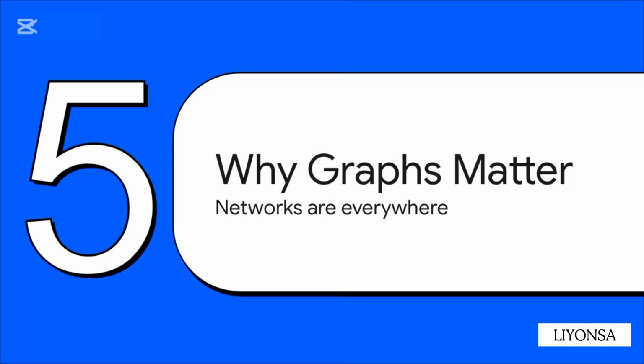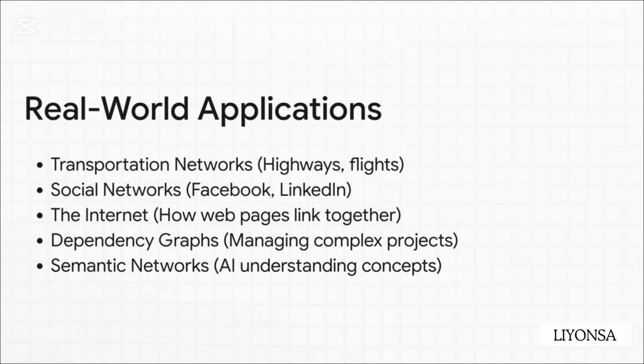So why does any of this matter? Because here's the thing. Once you start thinking in graphs, you start realizing that these networks are absolutely everywhere. This isn't just about maps, not even close. I mean, your social network? That's a graph of people and their connections. The entire internet. It's just a gigantic graph of websites all connected by hyperlinks. If you're managing a big project, a dependency graph shows you which tasks have to get done before others can even start. Even AI uses graphs to figure out how ideas and words relate to each other. They are the fundamental blueprint of connection.